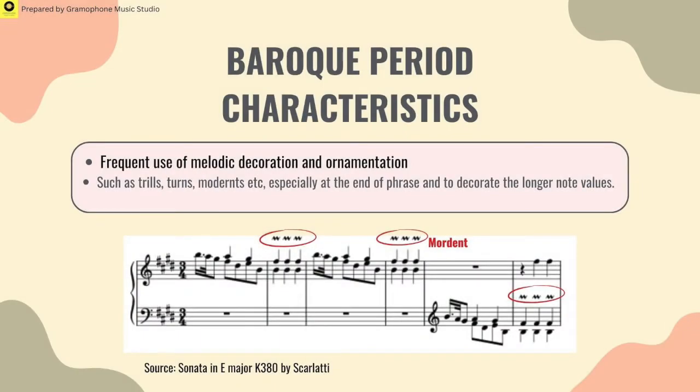Melodic decoration and ornaments such as trills, turns, mordents, etc. are frequently used in the Baroque period, especially at the end of the phrase and to decorate the longer note values. Here we can see an example of Sonata in E major K380 by Scarlatti.